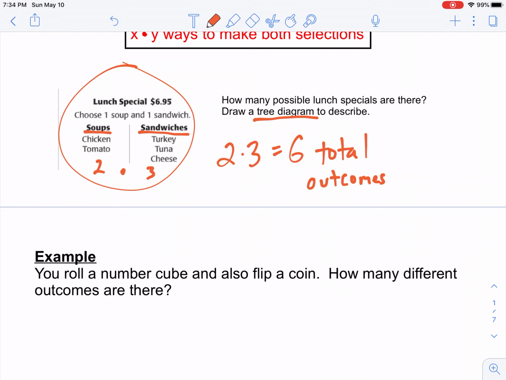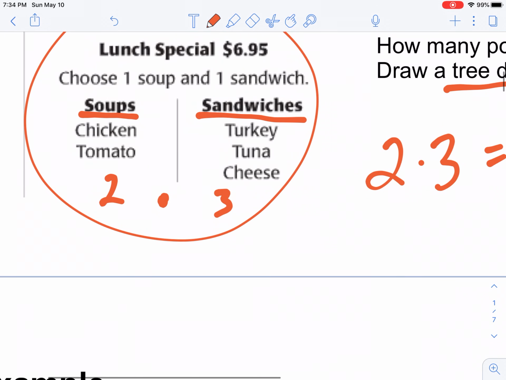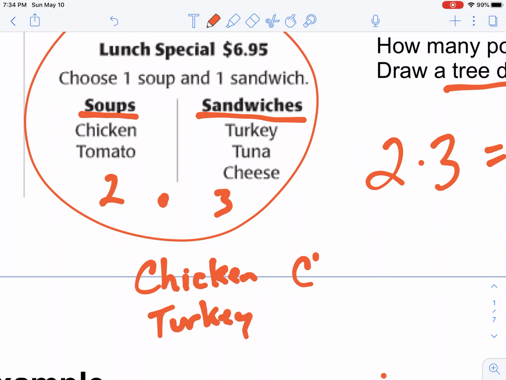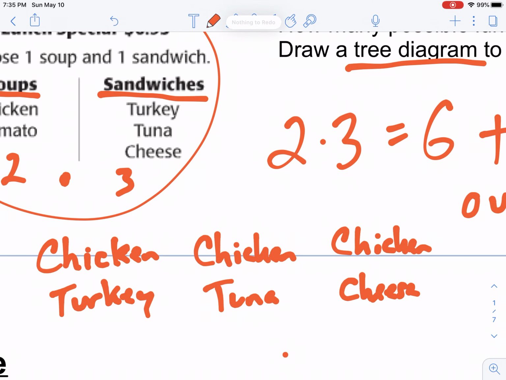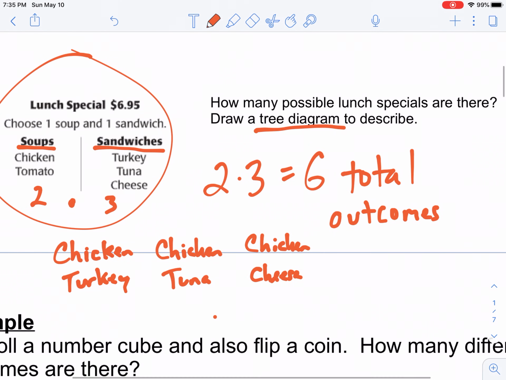So like if you pick chicken as your soup, well, with chicken, you could have turkey, you could have chicken and tuna, you could have chicken and cheese, right? That's 3 different combinations right there. And then you could do the same exact things with tomato. You could have tomato and turkey, tomato and tuna, and tomato and cheese. That's not really a tree. I didn't draw it as a tree diagram, but we'll do that in the next example.